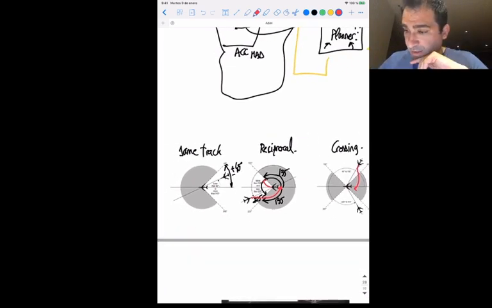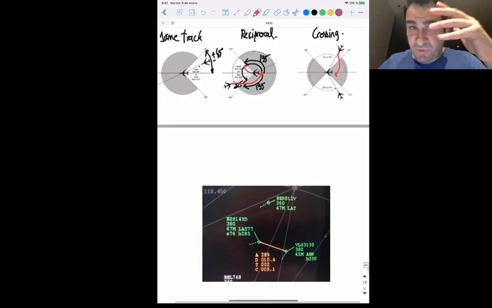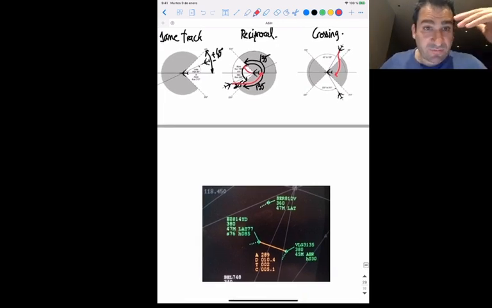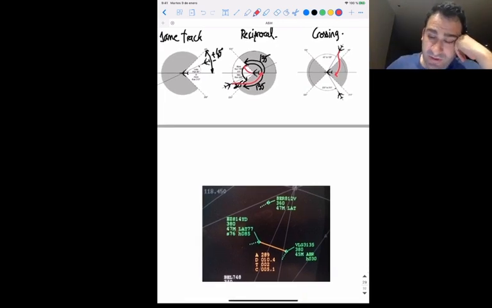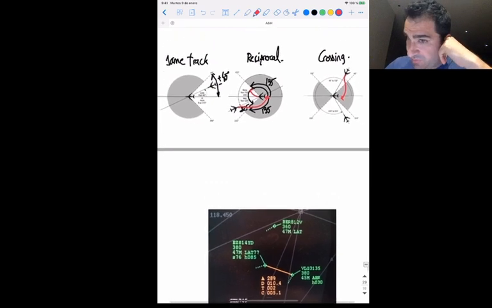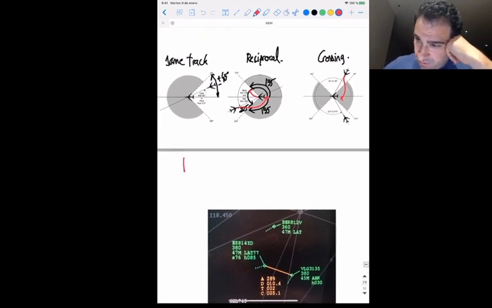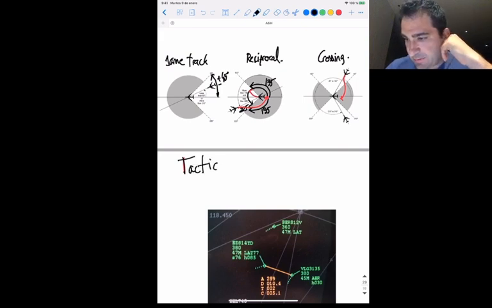And now let's check some of the tools that controllers have to monitor the traffic and advise. So the first one is the so-called tactical controller tool.